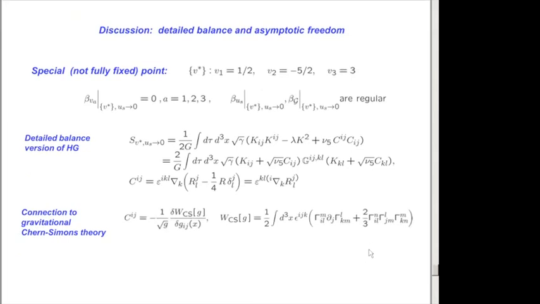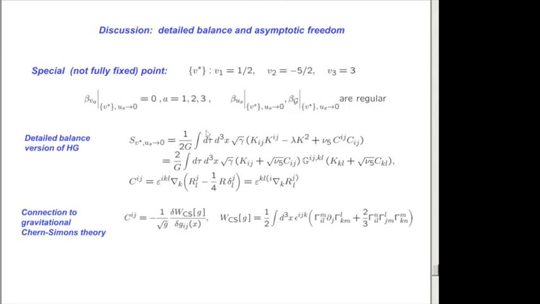Now, there are interesting properties of these very complicated beta functions. For example, there is a special point which is not a fixed point, but in which a big number, actually 3 beta functions, are exactly 0. 2 additional ones are regular, but not 0. They are not singular at this point. And at this point, which is given by these values of the essential coupling constants, it is interesting that the Horava gravity action reduces to the so-called action with detailed balance. This is the detailed balance version of Horava gravity.